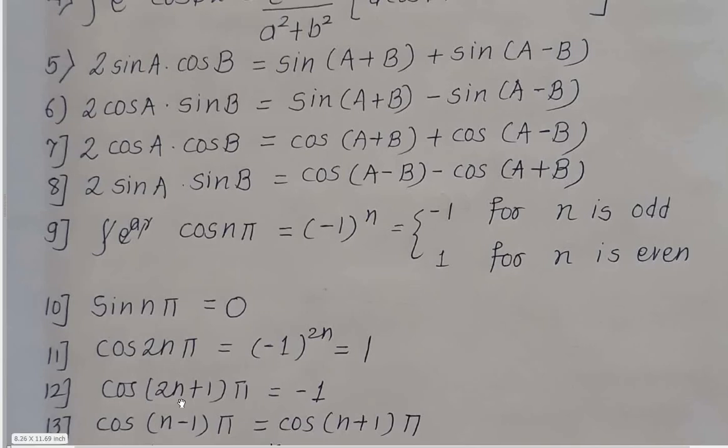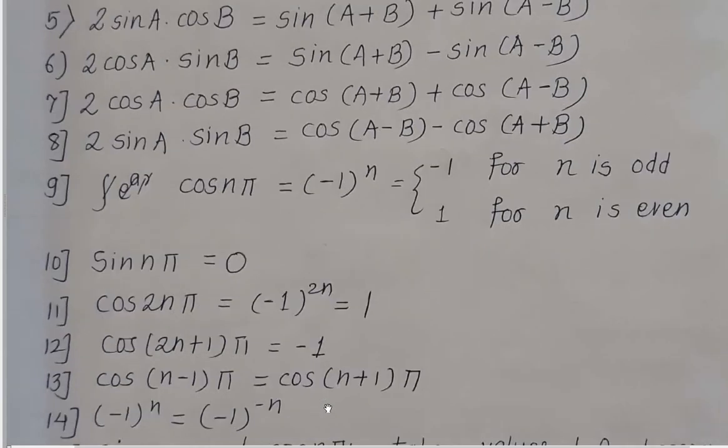1. Next, cos of (2n plus 1) into pi. So multiply this pi inside the bracket. It becomes cos of 2n pi plus pi. So cos of pi plus theta is minus cos theta. So it becomes minus cos of 2n pi, which is nothing but 1 with a minus sign. So it is minus 1.